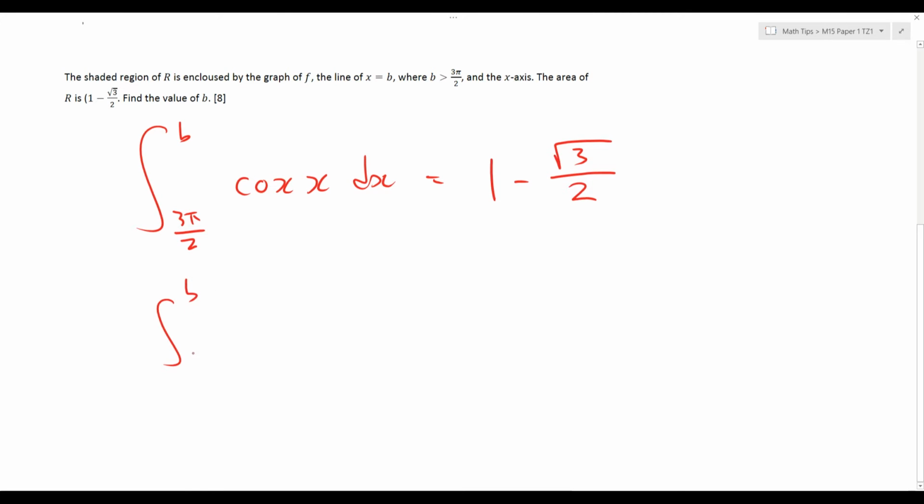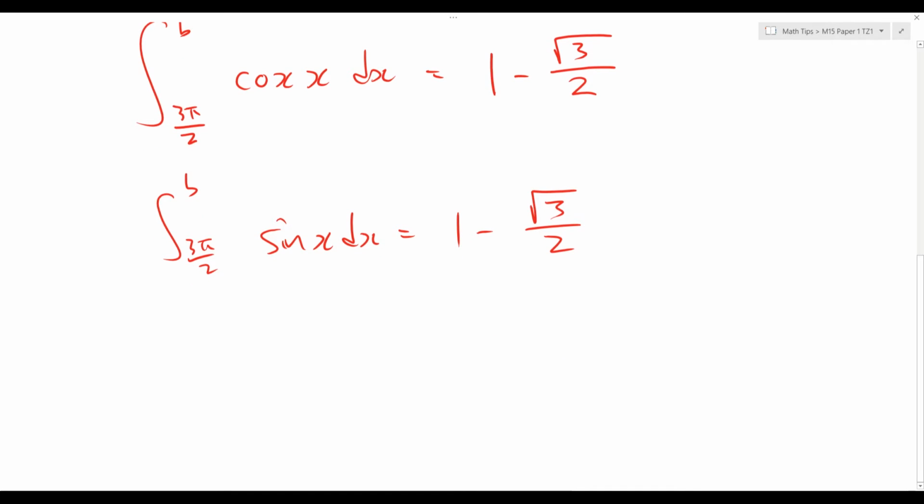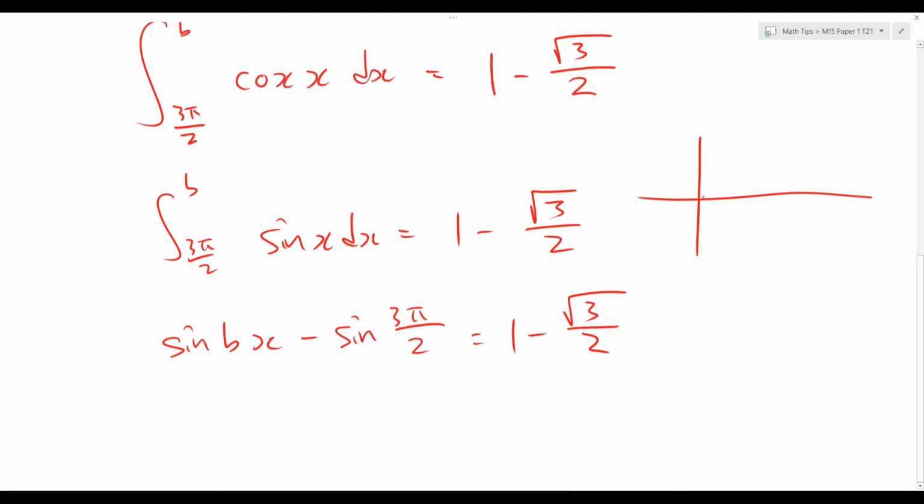So how do we integrate cosine? Well, the integral of cosine simply becomes sine. So the integral of cos x dx equals 1 - √3/2. That was simple. So what we're going to do is sub the numbers in. We're going to get sin b minus sin 3π/2 equals 1 - √3/2. That was easy.